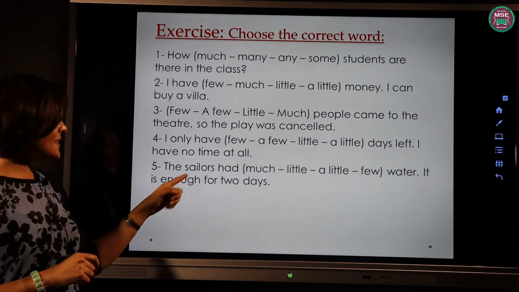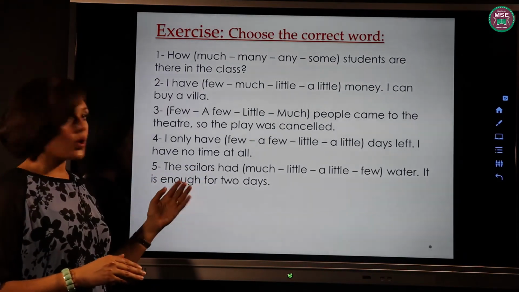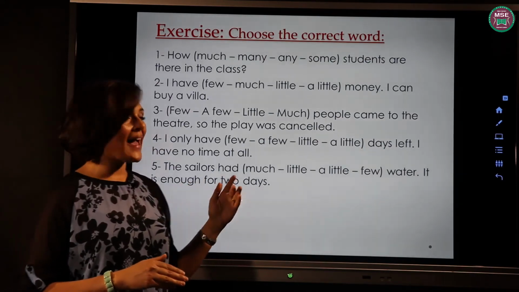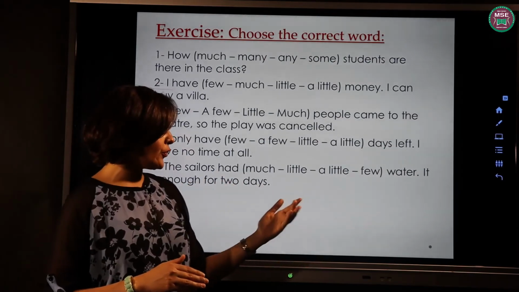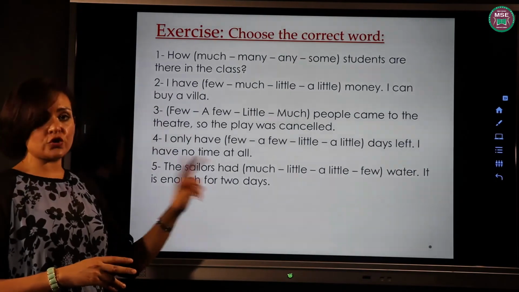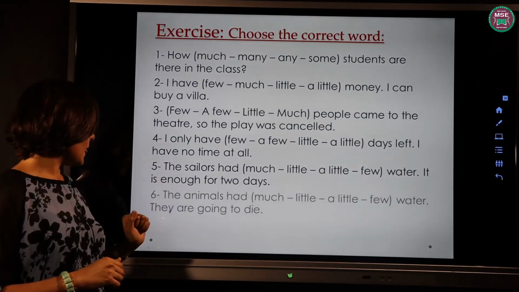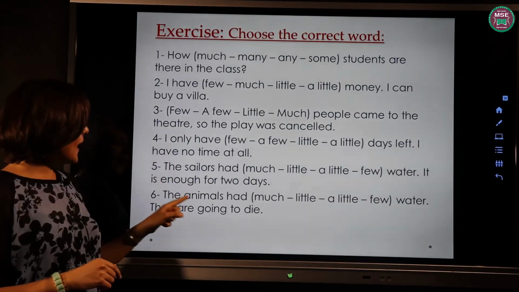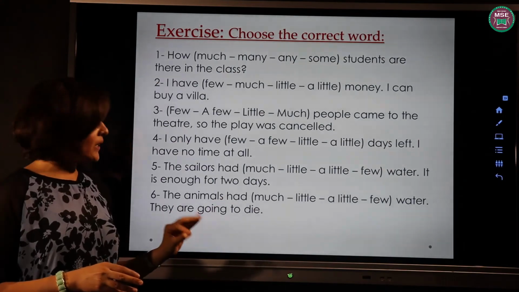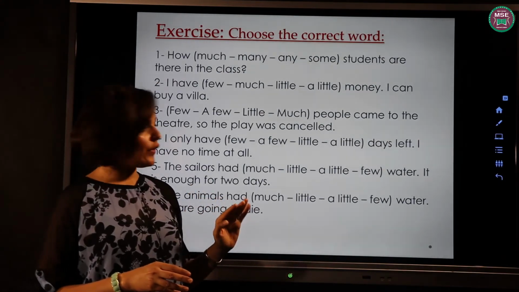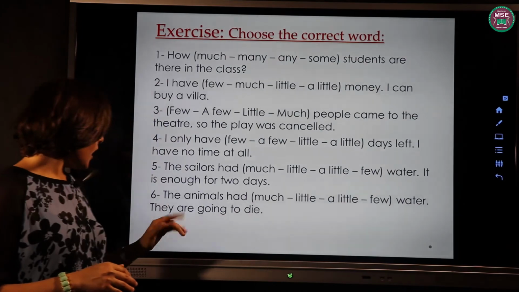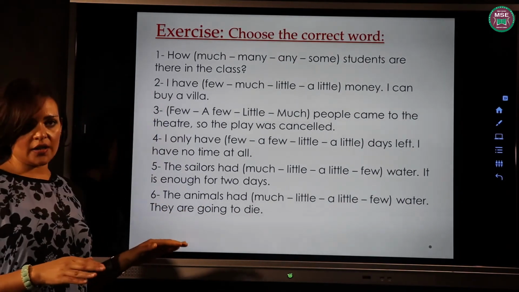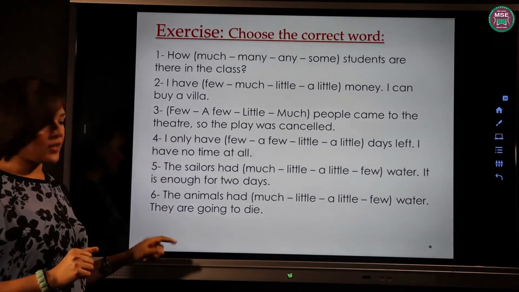The sailors had much or little or a little or few water. It is enough for 2 days. The last one, the animals had much or little or a little or few water. They are going to die. Let's see the answers together.